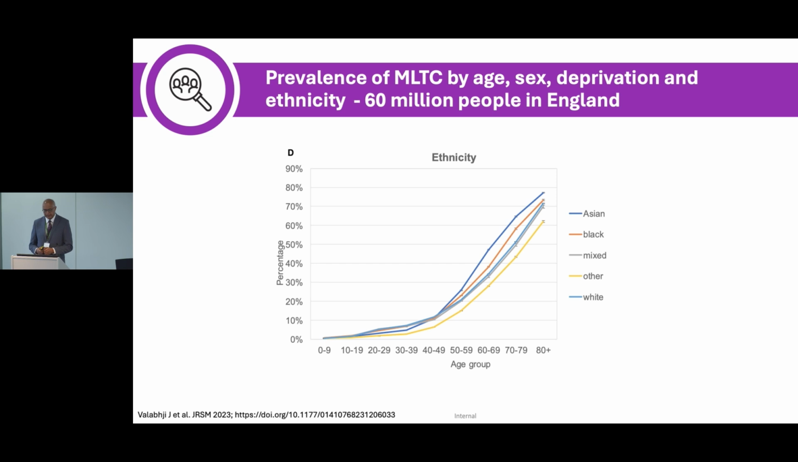We looked at this data for the whole of England, 60 million people, showing that multiple long-term conditions increase from the age of around 30, and they are more prevalent in Asian and Black populations. So we need to be doing studies to ensure that these populations are represented.